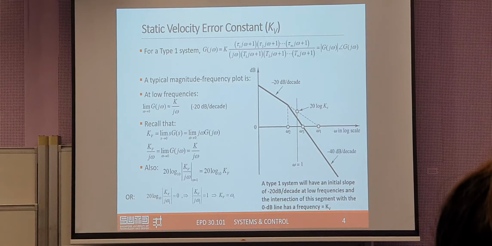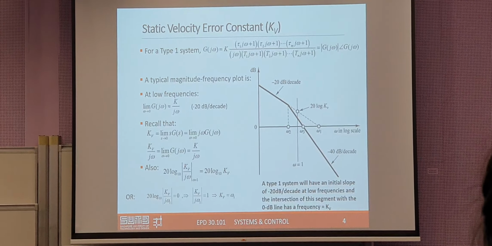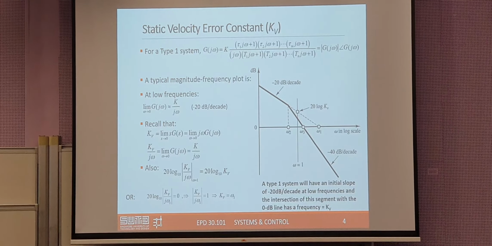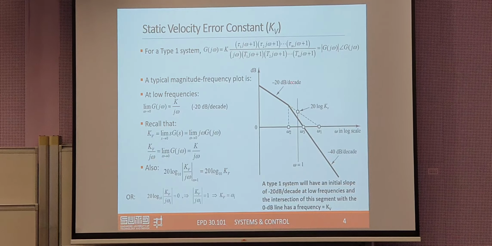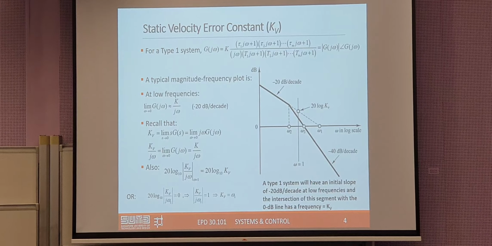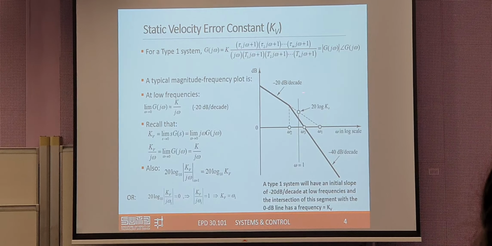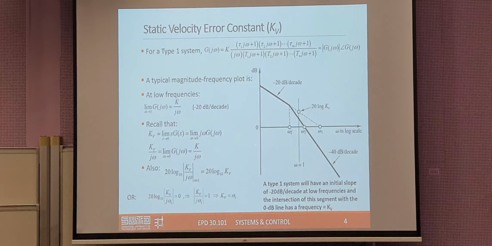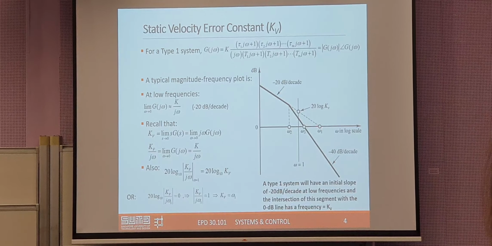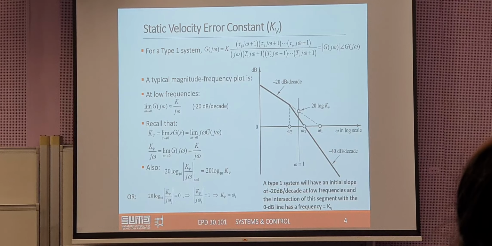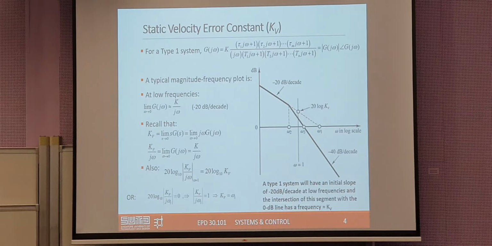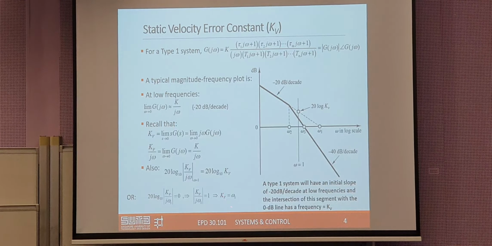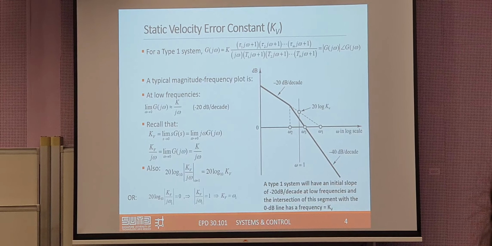So I repeat one more time. If you want to find the KV for a type 1 system, you find the low frequency minus 20 dB. This is guaranteed, because if you don't have this, then it's not even a type 1 system. So this will always be there. You either extend this line all the way to hit the 0 dB line. So this is actually 0 dB. And when you intersect, this omega that you see on the graph will be KV. Okay, that will be KV.